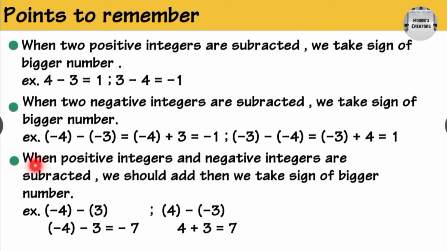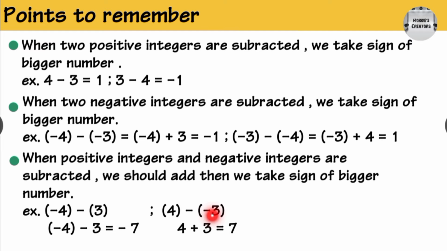Next one, when positive and negative integers are subtracted, we should add, then we take the sign of the bigger number. So when we are subtracting positive and negative integers, we should add and then take the sign of the bigger number. See, minus 4 minus 3. 4 and 3, we should add, right? The rule is given like that. So 4 plus 3 is nothing but 7. But we have to take the sign of the bigger number. The bigger number here is 4 and we have a negative sign. So minus 7.